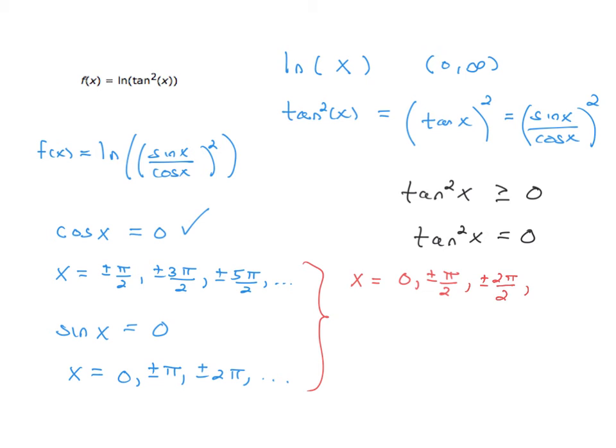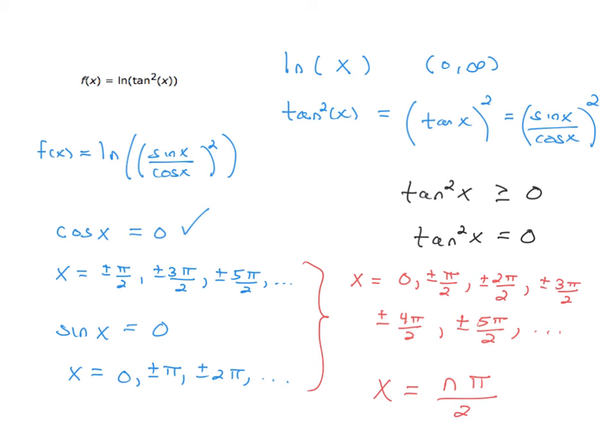The next one will be plus or minus 3 pi over 2. Then we want to eliminate plus or minus 4 pi over 2. And we want to eliminate plus or minus 5 pi over 2. And I can see the pattern now. All we have to do is write our solutions as x is equal to n times pi over 2, where n is an arbitrary integer.